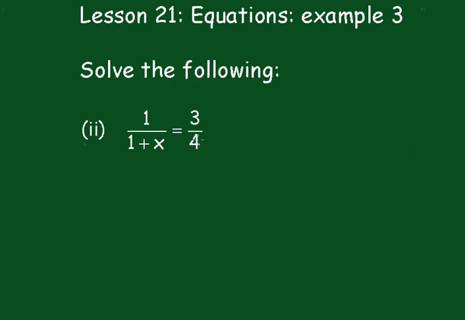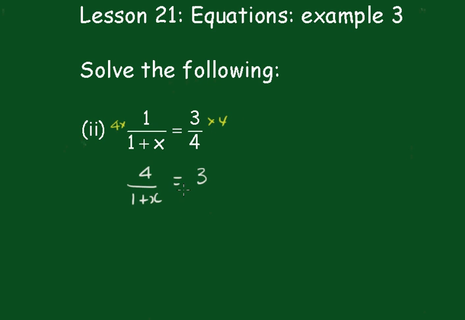Okay, a bit more involved. You have an x in the denominator here. I mean, clearly we need to move that into the numerator position. A couple of ways of doing this. First of all, what I'll do, I'll multiply both sides by 4, like that. And that will give me 4 over 1 plus x equals, these 4s cancel, 3.